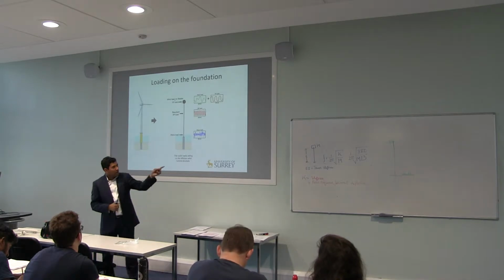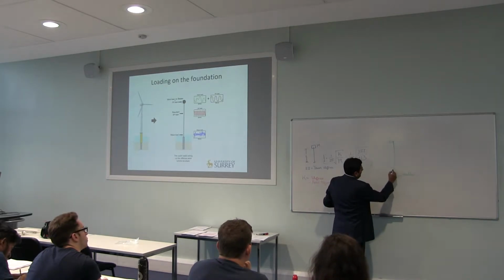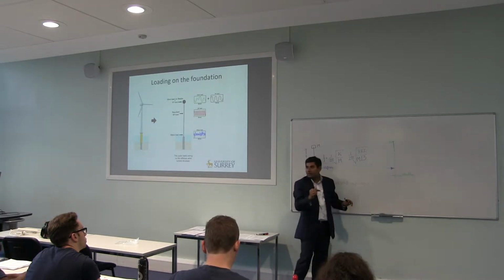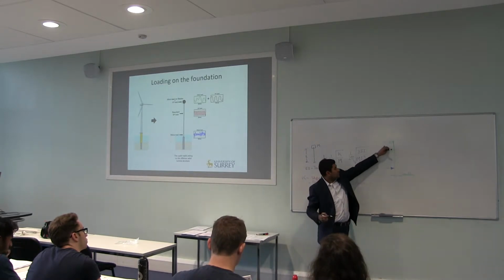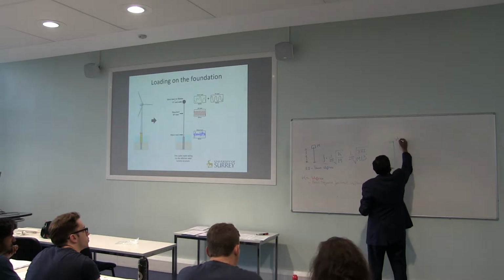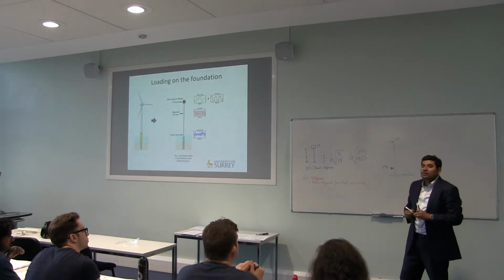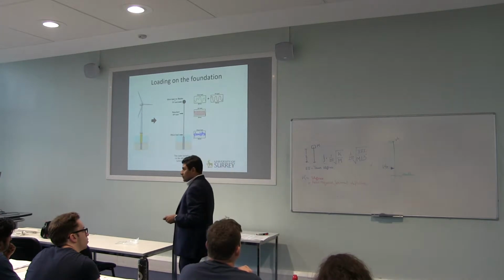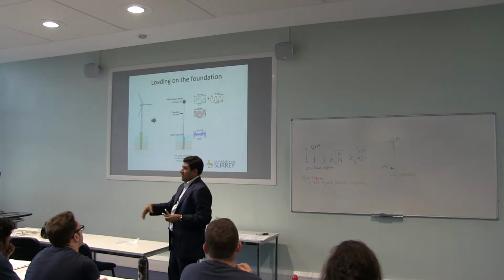So the wave will act somewhere, say here, the resultant wave. If I put the resultant wave, it's acting there. So that's the wind load, that's the wave load. What other loads are there? Self-weight is there, of course. Let's say you have the environmental load and other loads.